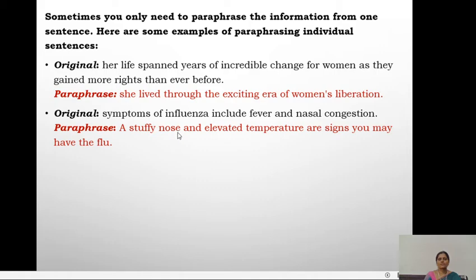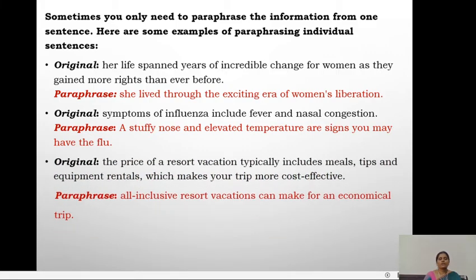A stuffy nose. This is what nasal congestion is. And elevated temperature. This is what fever is. Fever is the elevated temperature. So instead of using the same words, we are trying to use similar words, or words which give the same meaning. So a stuffy nose and elevated temperature are signs you may have the flu. So it is the same thing, but you paraphrase it in your words, and there is no change in the meaning of that.